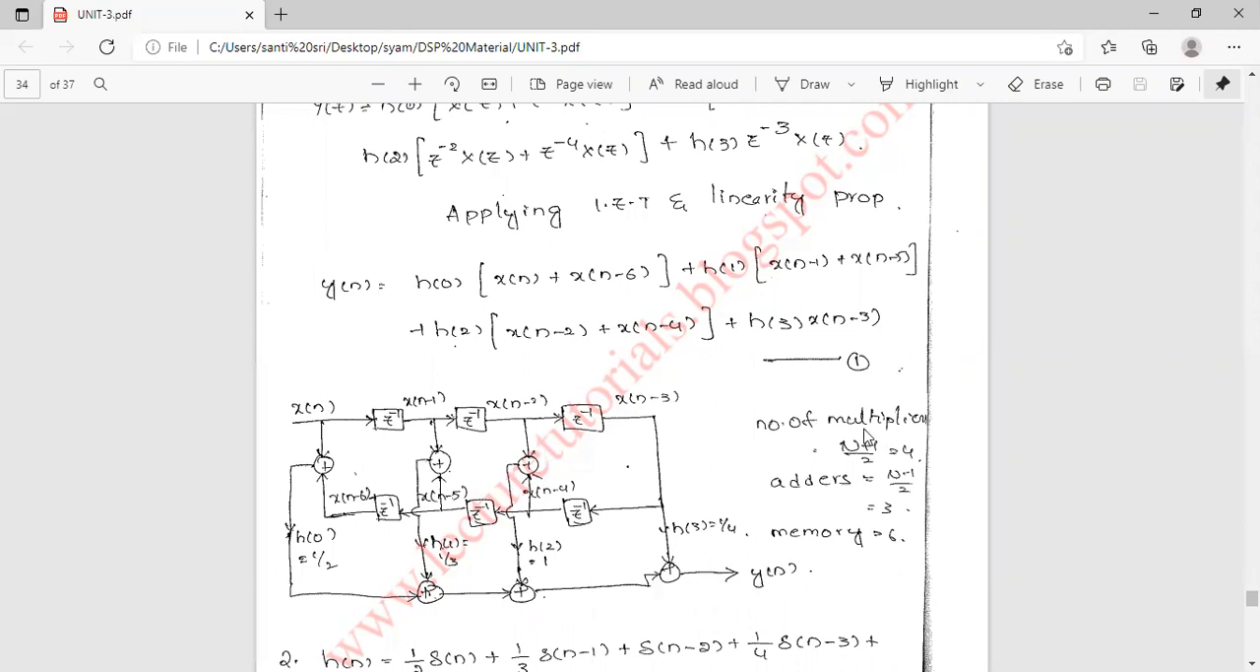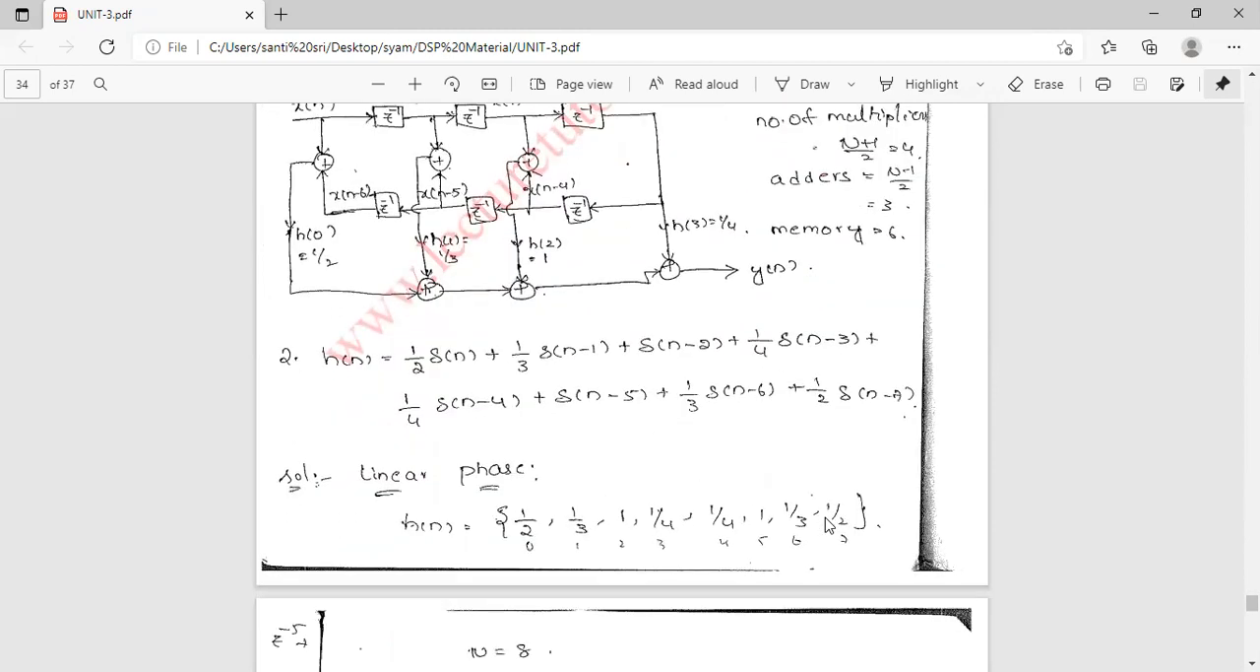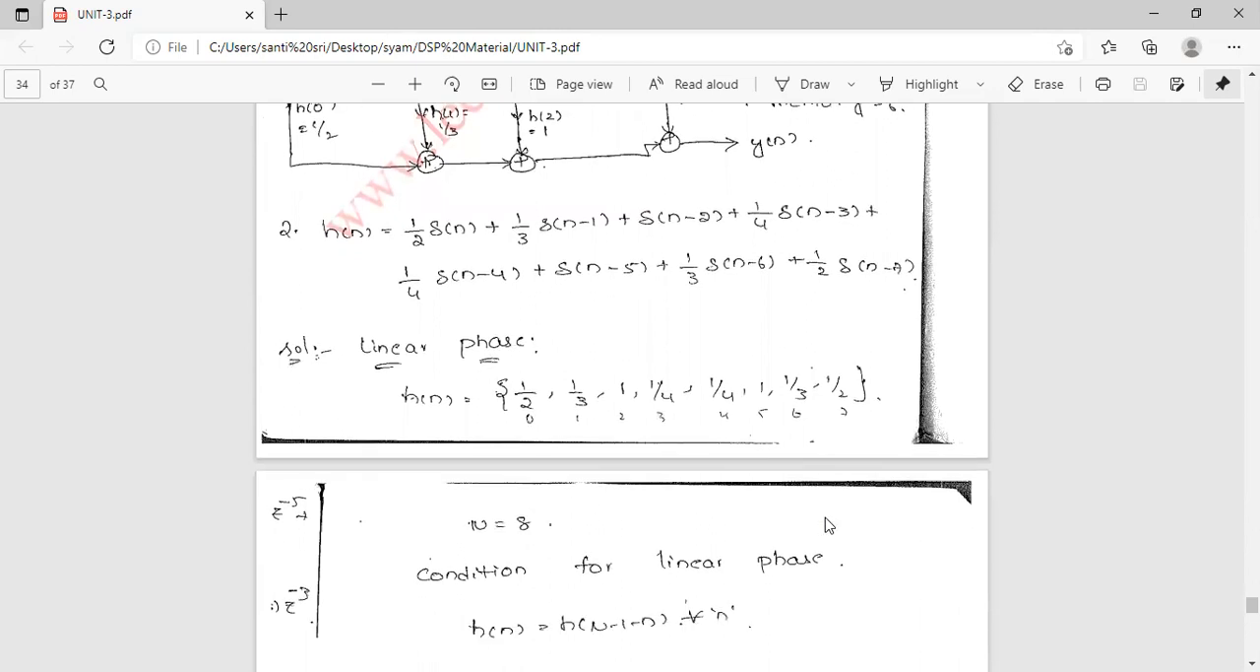Number of multipliers is (N plus 1) by 2, that is 4. 4 multipliers are there. So 1, 2, 3, 4. And adders are 1, 2, 3, that is (N minus 1) by 2, 6 by 2, that is 3. And memory of 6, we want 6. So next, h of n is this one, linear phase.